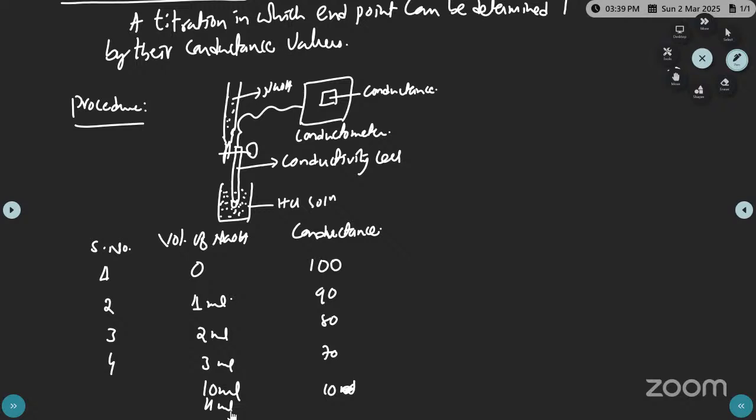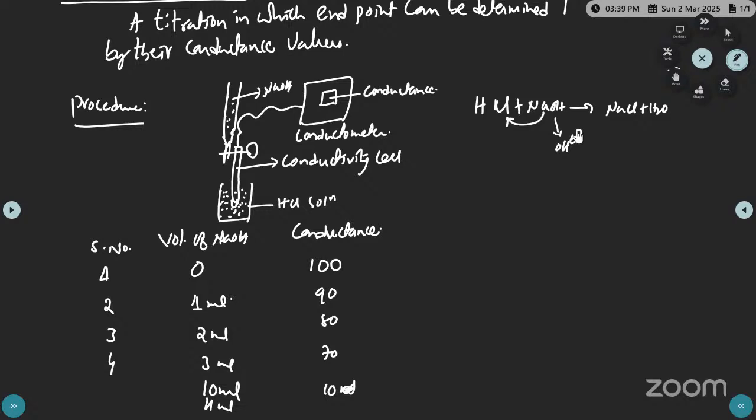ఇప్పుడు ఏమవుతుంది? Total H plus ions are completed in the HCl solution. When NaOH is added to the HCl solution, what happened? NaCl and H2O is formed. Okay, so when the NaOH is added to the HCl solution, total H plus ions are completed. So అయినప్పటికీ, even though we added NaOH solution, what happened? Here the OH minus ions increase in the solution.